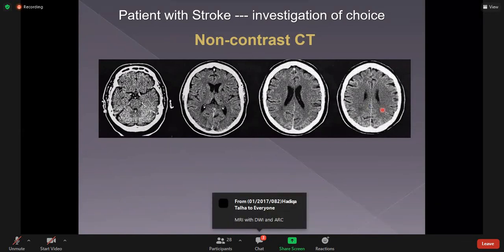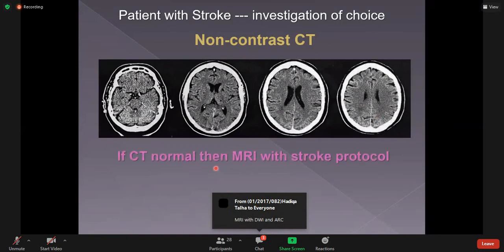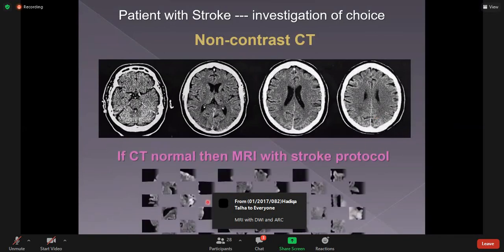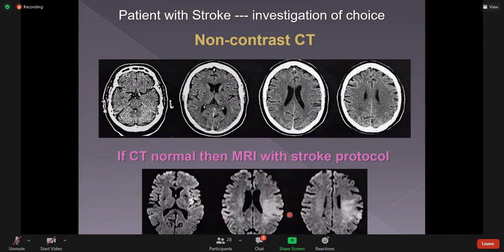Yes, ADC, MRI with DWI and ADC, stroke protocol. This is the MRI, DWI of the same patient, and the CT was normal, but because the patient has a clinical neurological deficit, the patient underwent the MRI. I only show the DWI images in which there is a diffusion restriction. This left posterior parietal region is bright on the DWI. So there is an infarction which was not initially picked up on the CT.